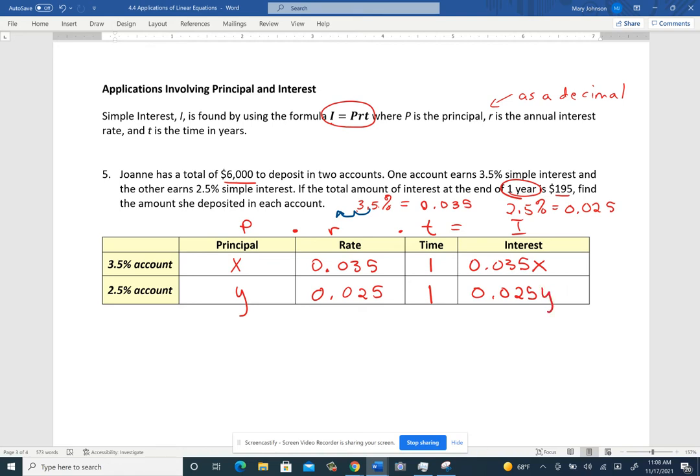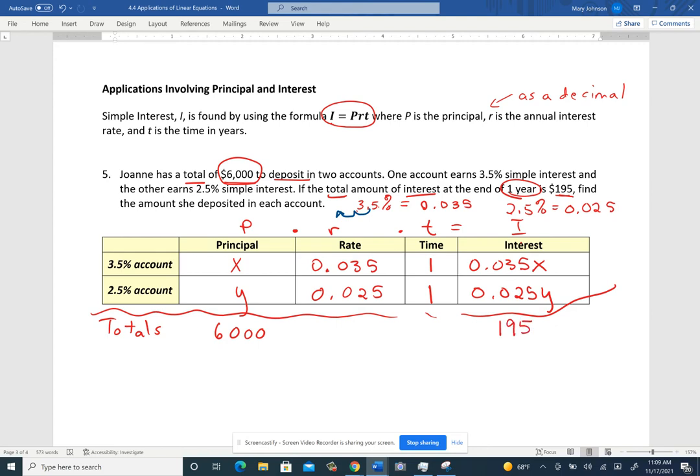All right, now here's the deal on this. I want you to think about this 6,000. That's the total amount that was deposited in the two accounts. I usually think of this like down here below the chart as my totals area. So 6,000 was the total amount deposited, and here the total amount of interest, the total amount earned, was 195.